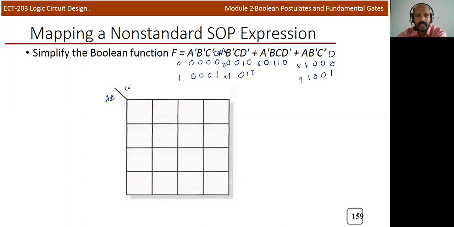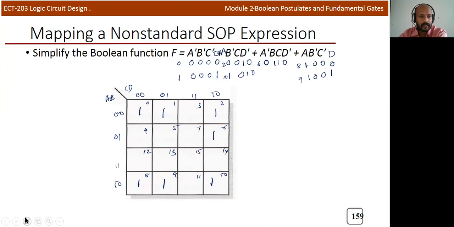A B C D 0 0 0 1 1 0 1 1 0 0 0 1 1 0 1 1, and now it's 0 1 2 3 4 5 6 7 8 9 10 11 12 13 14 and finally 15. So I need to indicate 0, 1 and 2, then I need to indicate 10, then I need to indicate 6. Okay, then I indicate 8 and then 9. Okay, I think we got all the terms here.